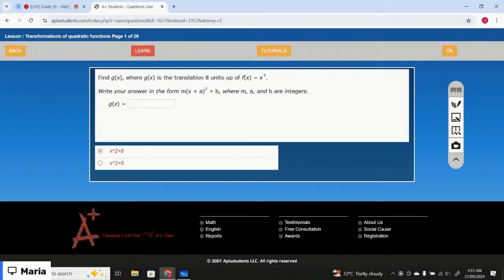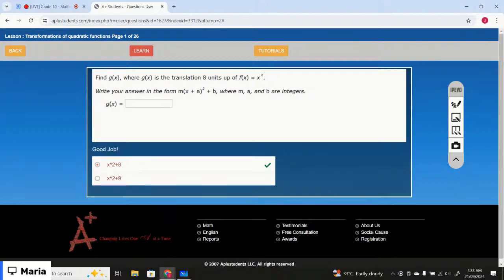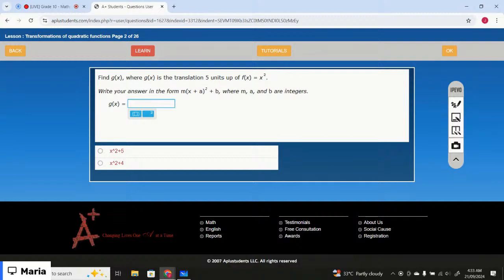Find g of x where g of x is a translation 5 units up of f of x equals x squared. So which is the correct option? Option number 1 is the correct option, that is x squared plus 5.